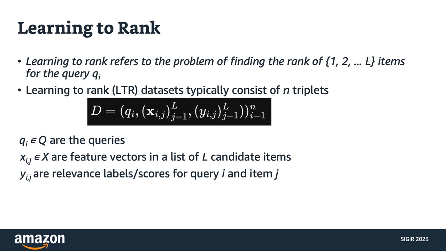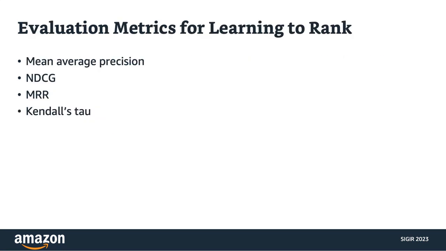The learning to rank problem refers to the problem of finding the right rank of items for a given query Q. Typically, an LTR dataset consists of a query, an item represented as a feature vector, and the relevance score of the item for the given query. Some of the common evaluation metrics for learning to rank are mean average precision, NDCG, MRR, Kendall's tau, and so on.